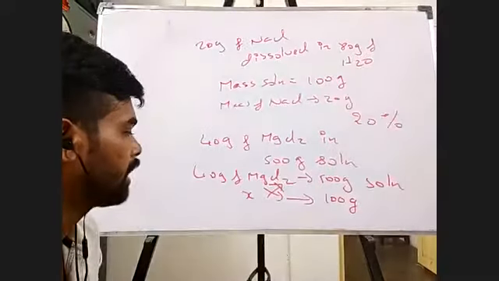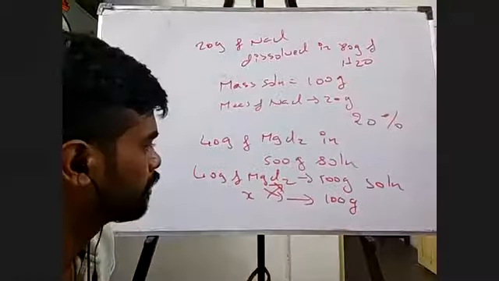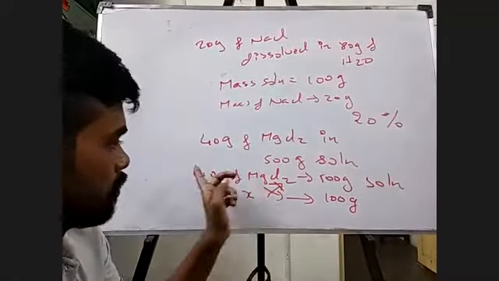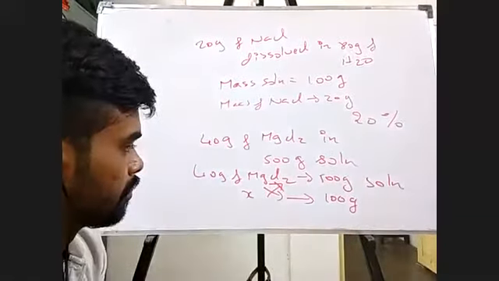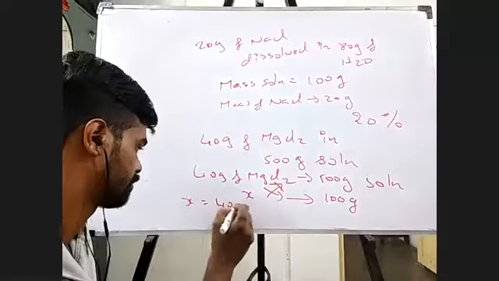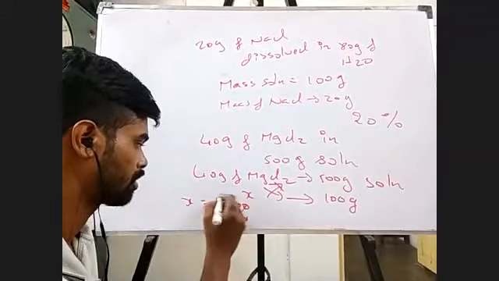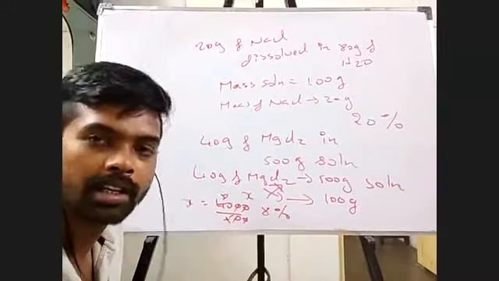So X, if you find out, you'll find it as 4,000 divided by 500. Isn't it? 4,000 divided by 500. So how much? 8% is the answer. Are you able to understand? Right? 8% is the answer.